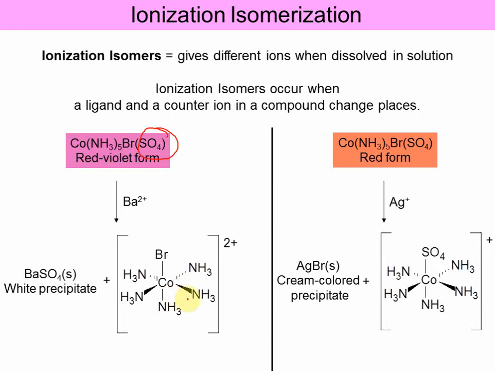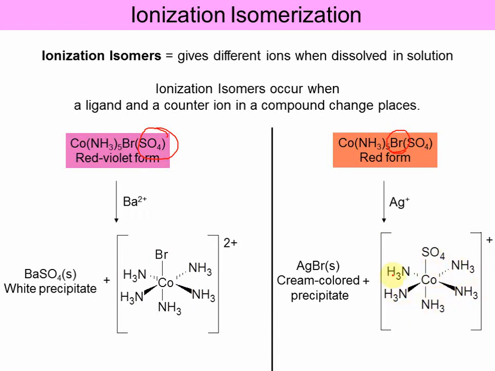But the red compound, if I were to add silver to it, silver bromide would precipitate out of solution. And silver bromide tells me that the bromide, or the bromo, is not bound to the cobalt. So it's not part of the complex. It's actually a counterion. So if the bromine is not bound to the cobalt, then that means that the sulfate is. So the cobalt complex has 1 sulfate ligand and then the 5 amines bound to it. And the complex has an overall +1 charge.